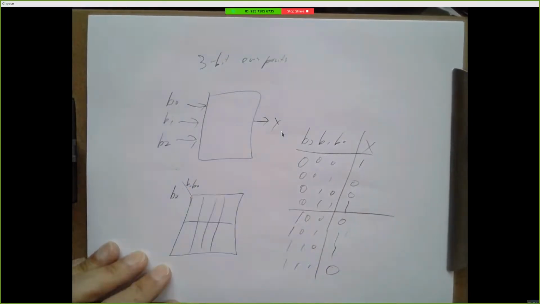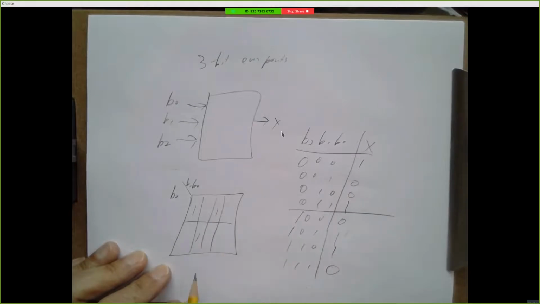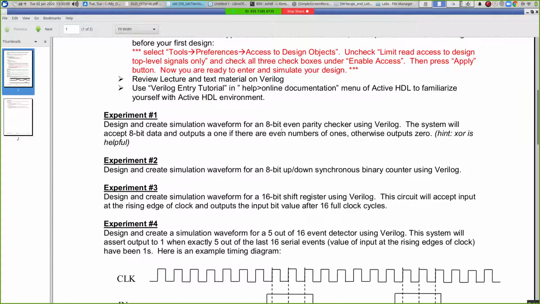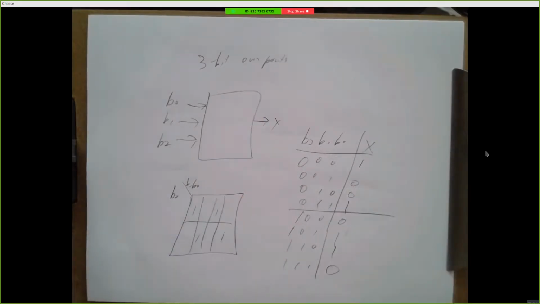If you make a K-map for this, you get your checkerboard. Your checkerboard tells you think about XORs, think about XNORs. That's the hint in here. XOR is helpful. So to do this for 8 bits, don't make a truth table with 8 bits. That's got 256 rows in it, okay?